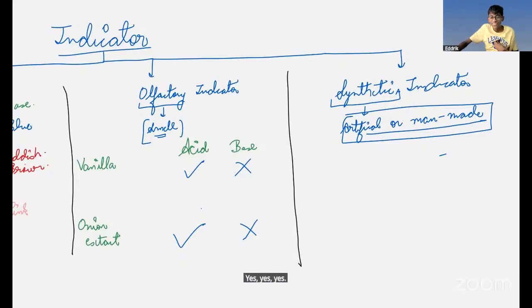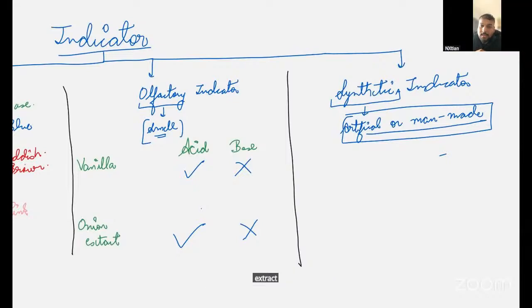Sir, what is the word after onion? Extract. E-X-T-R-A-C-T.